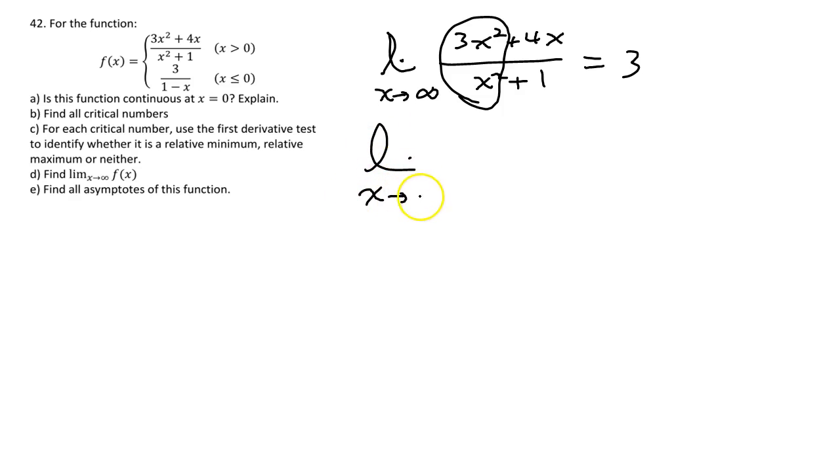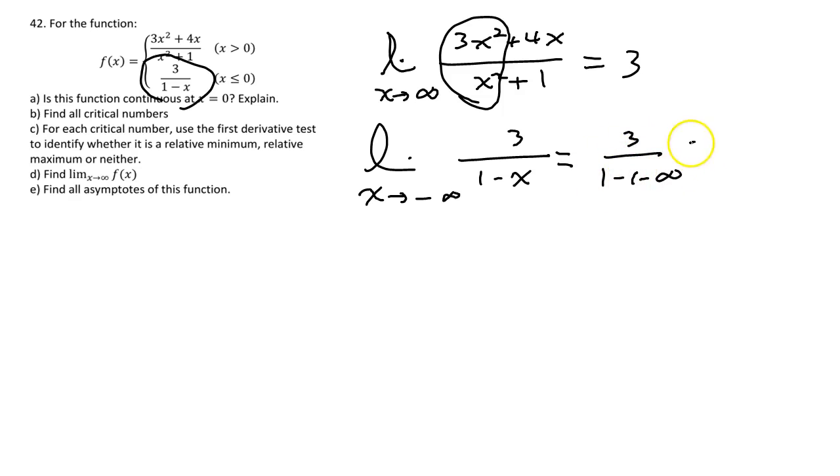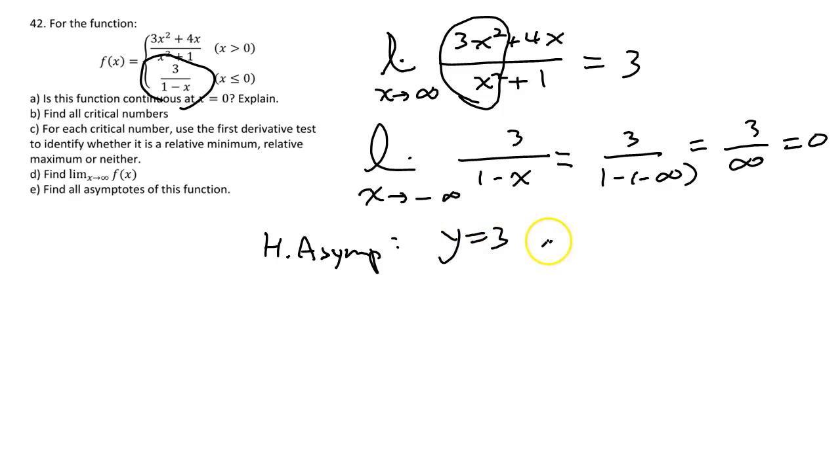What about the limit as x goes to negative infinity of 3 over 1 minus x? For this one, I have to use the second function, because x is negative. In that case, it's 3 over 1 minus negative infinity, and that's 3 over infinity, which is 0, because if you divide 3 by an infinitely large number, it gets smaller and smaller, close to 0. Therefore, these two show us that the horizontal asymptotes are y equals 3 and y equals 0. Those are part E.